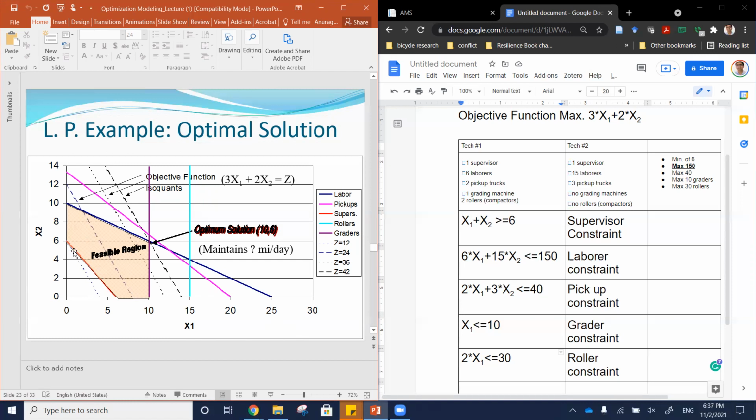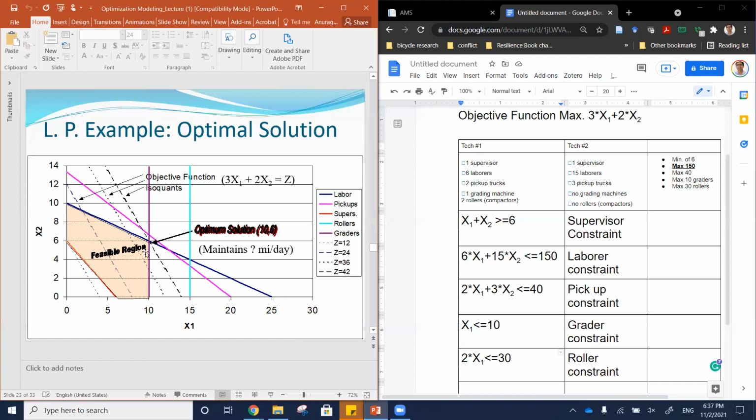Here I'm maintaining 6 miles of road. Along this line I'm always able to maintain, sorry, 12 miles of road. Along this line, I will always be able to maintain 24 miles of road. And this number keeps going up and up as I move right. I'm able to maintain more and more road. The optimal solution will lie on the boundary of the feasible region where the isoquant intersects with the boundary, which is right here. That would be my optimal solution.